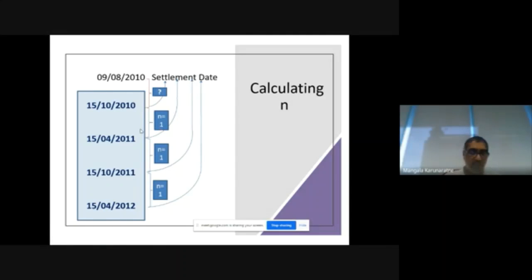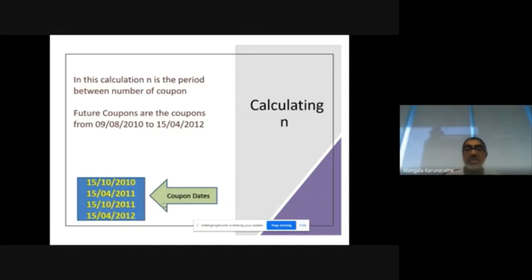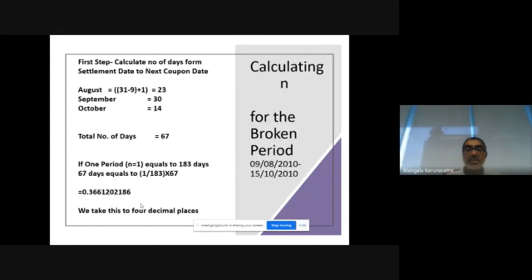Altogether it will be 3.3661 for this cash flow, right? So the last one 3.3661, the second one 2.3661, the one before that 1.3661, and the closest one is 0.3661.